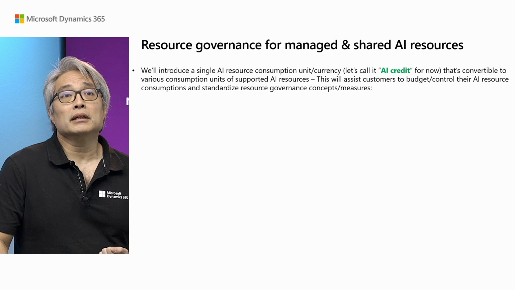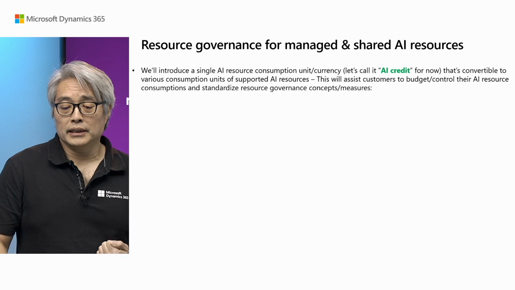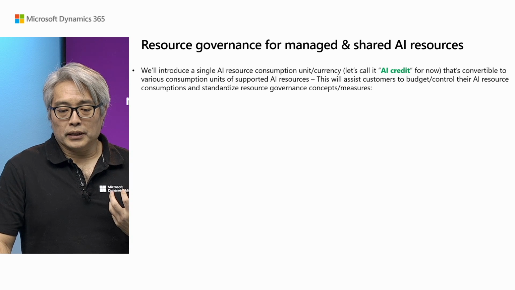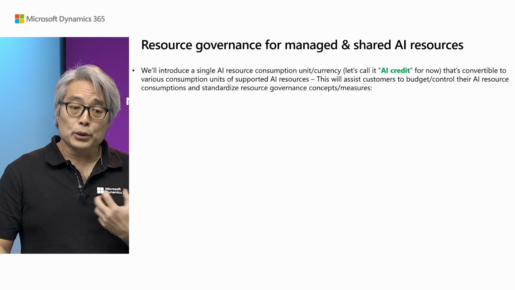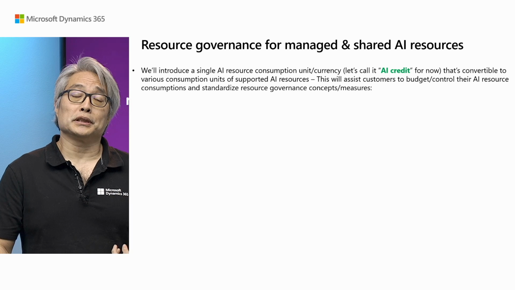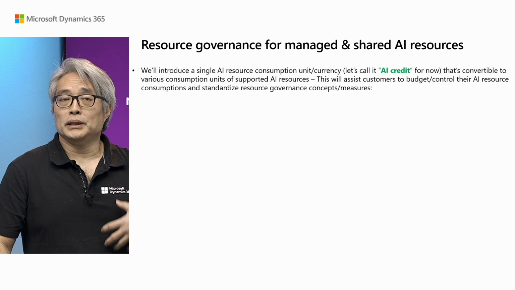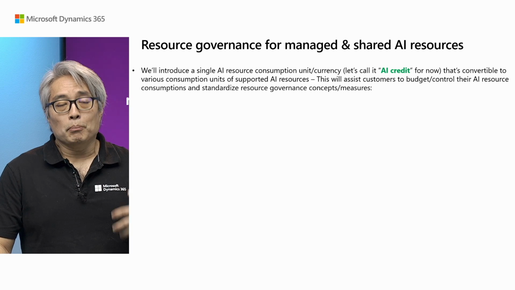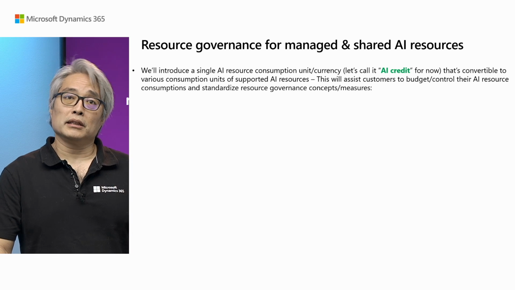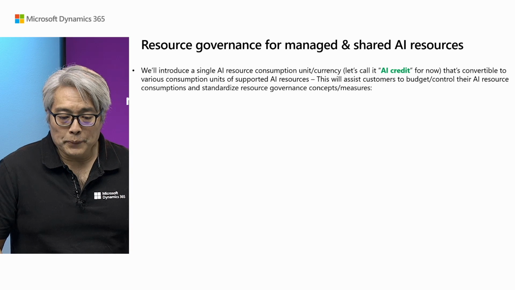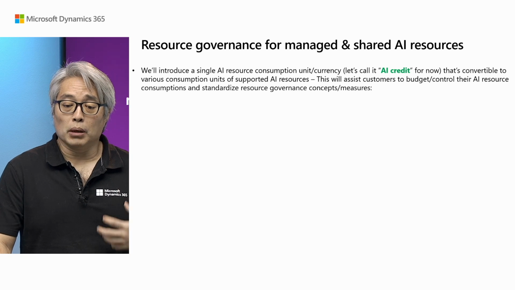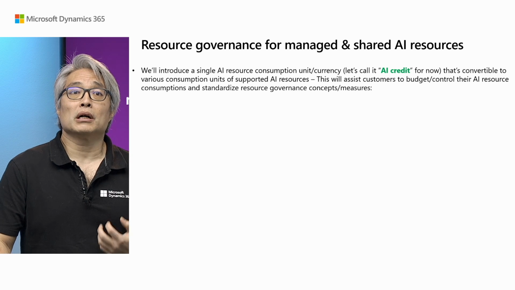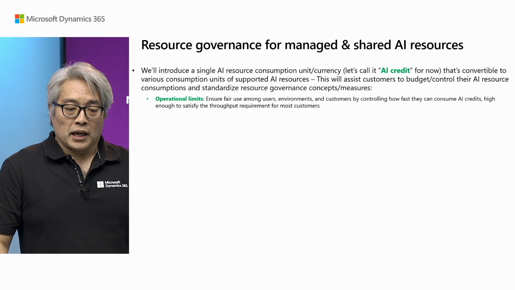We will introduce a single AI resource consumption unit or currency. Let's just call it for now AI credit, right? And this AI credit will be convertible to various consumption units of supported AI resources. So it'll be converted to GPT 3.5 tokens or machine learning prediction rows, etc. But all you need to know is just a simple single currency, AI credit, right? And this will assist a customer to budget and control their AI resource consumption and standardize resource governance concepts and measures, such as operational limits.